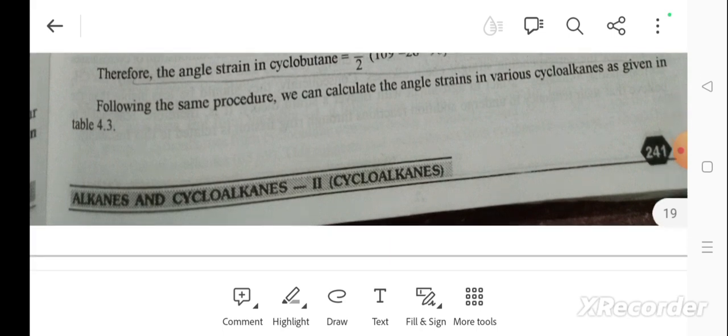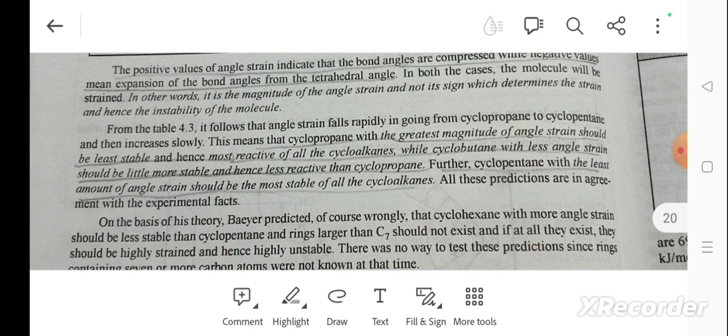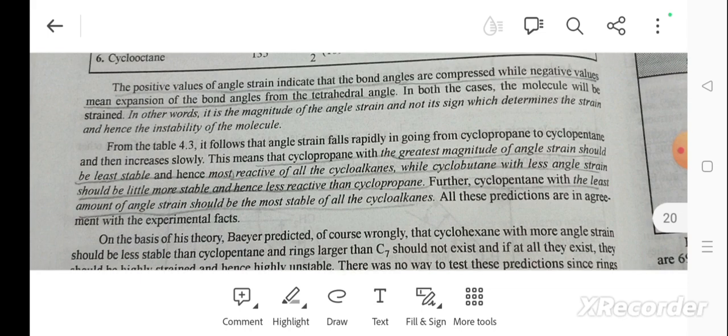Following the same procedure, we can calculate the angle strain in the various cycloalkanes as given in table 4.3. The positive value of the angle strain indicates that the bond angles are compressed, while the negative value means the expansion of the bond angle from the tetrahedral angle. In both cases, the molecule will be strained. In other words, it is the magnitude of the angle strain, not its sign, which determines the strain and hence the instability of the molecule.